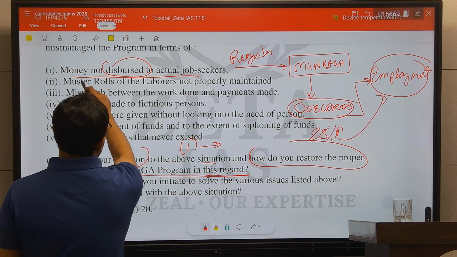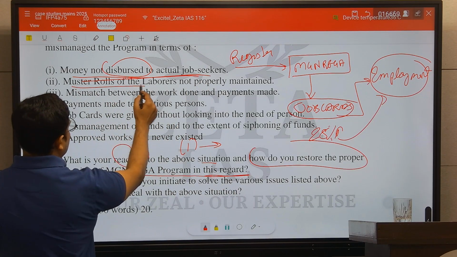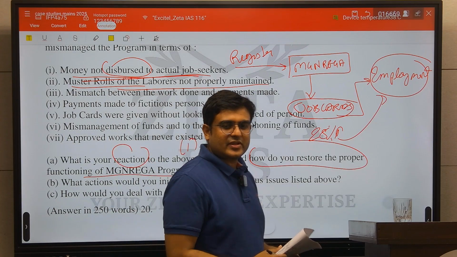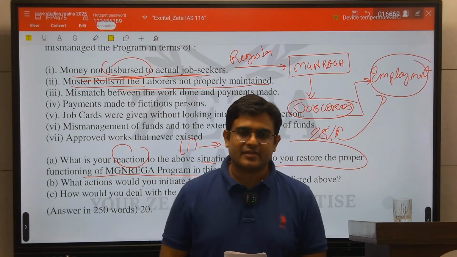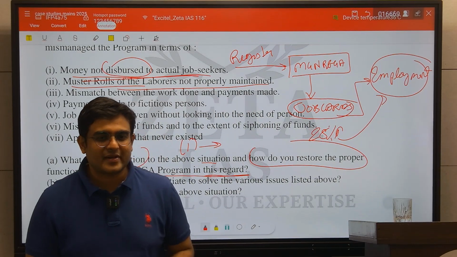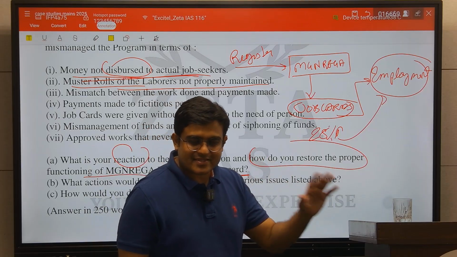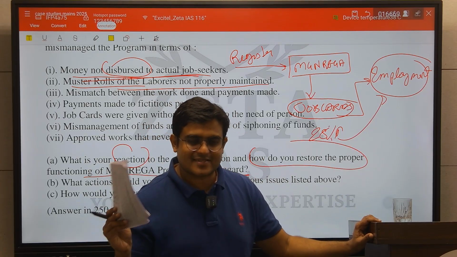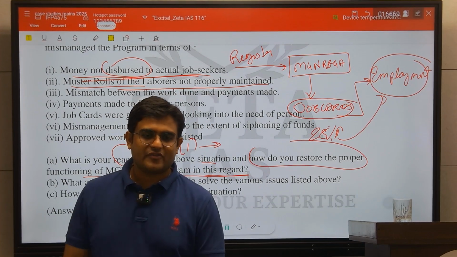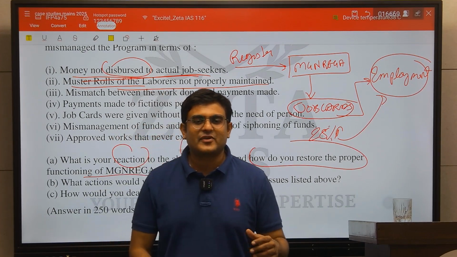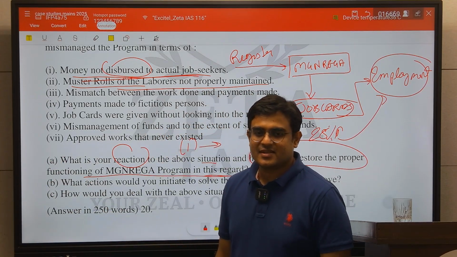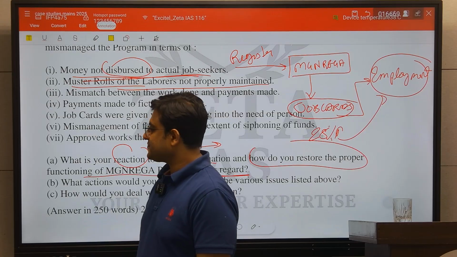Next, muster rolls of the laborers not properly maintained. The muster rolls are basically a record of the laborers who come to work. You have to maintain them. Why is it not being maintained? Fix accountability there. Now the Ministry of Rural Development uses NMMS, the National Mobile Monitoring System. There we have to take the photo of the worker who is coming to work and upload it. That way it is a digital muster, so you incorporate those digital practices of maintaining muster rolls.